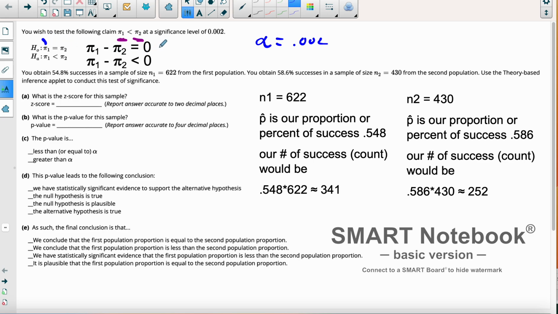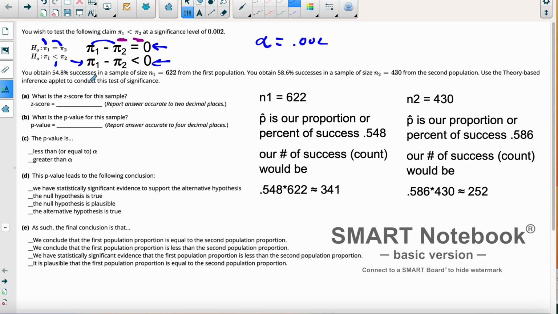pi 2. When we put it in the applet, we want to write it as the difference of those two proportions. Another way to write this is that the difference between pi 1 and pi 2, or pi 1 minus pi 2, is equal to 0. And we can rewrite the alternative as pi 1 minus pi 2 is less than 0.